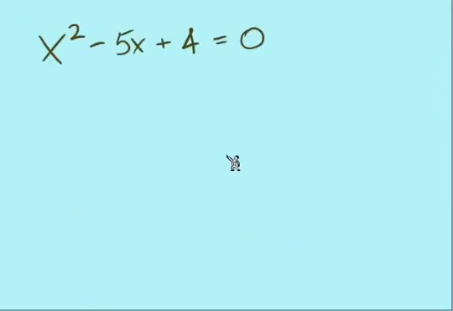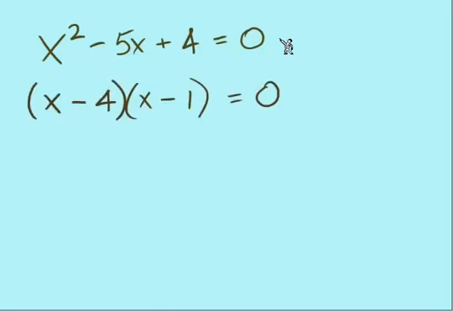Let's look at an example. The equation is x squared minus 5x plus 4 equals 0. The setup is great. What we want to notice is that the terms are in descending order. They are all on one side of the equation, and it equals 0. When it's in this setup, it means we are ready to factor.